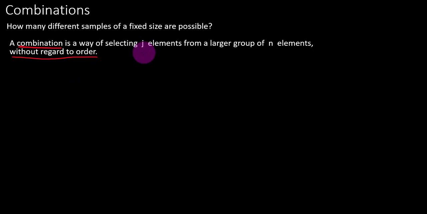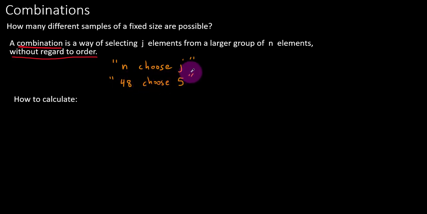So here, a way of selecting j elements from a larger group of n elements. And we often call this n choose j, or even, if you want to put numbers into it, 48 choose 5. Let's see how we calculate this.